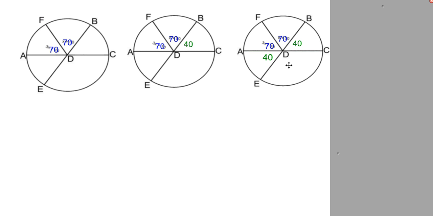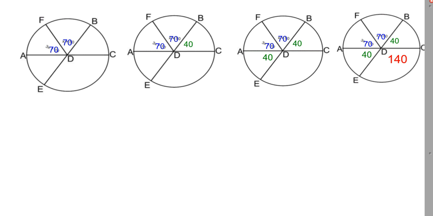Last but not least, we've got to find angle EDC. There's a couple ways we could do that. We know that these form a linear pair having a total of 180. So if we subtract the 40, we'll end up with our angle measurement here, which would be 140. And now we have all the individual angles for our diagram.